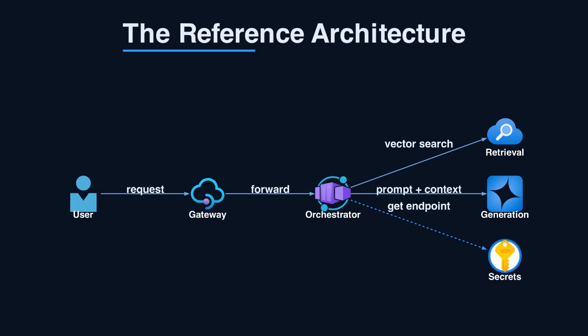A client calls Azure API Management, which handles throttling and auth. That forwards to an Azure Container App running the orchestration logic. The app embeds the user's question, queries Azure AI Search for relevant document chunks, then calls Azure OpenAI with the question plus retrieved context. Secrets and the deployment endpoint live in Key Vault. Notice every hop stays inside the Azure trust boundary. That's the whole point of choosing Azure OpenAI here rather than the public endpoint.